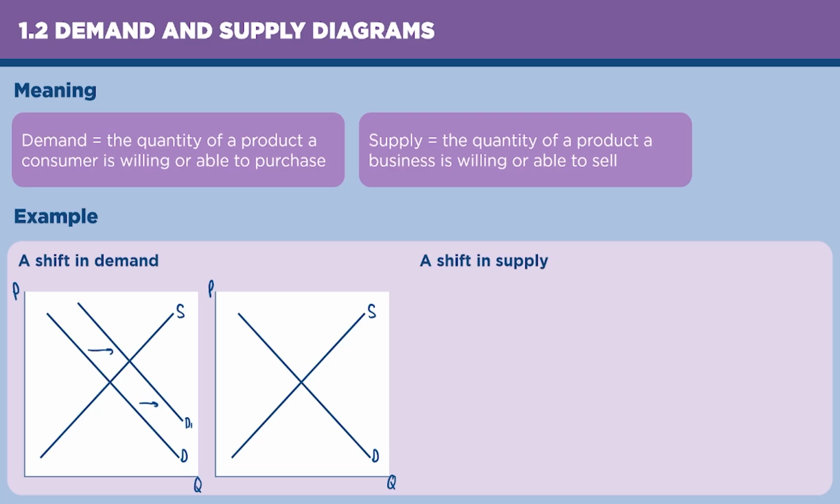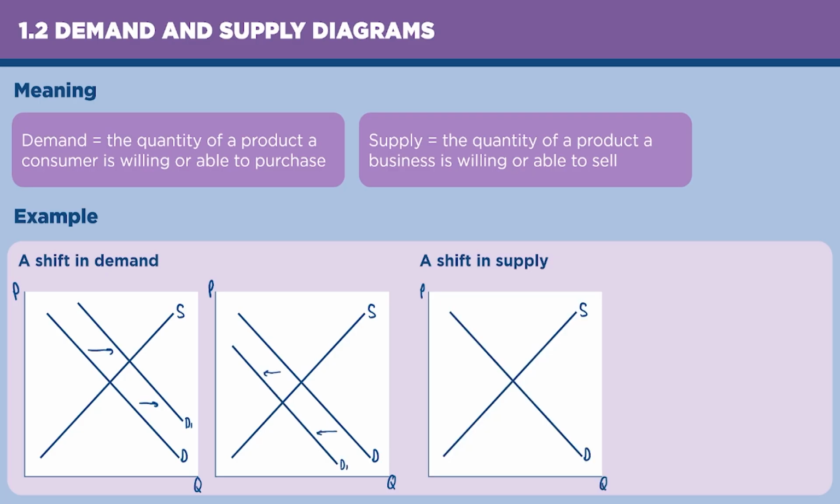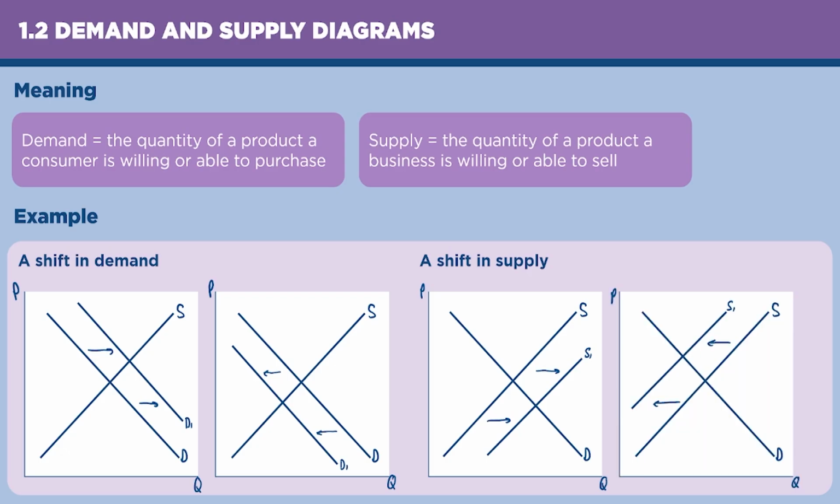If we were seeing a decrease in demand, we would see a left shift. For supply, it's going to be the supply line that shifts. So if it's an increase in supply, this would usually be because production costs have got cheaper or it's become easier to produce the product. We would see a right shift in supply and then obviously a left shift in supply as well.